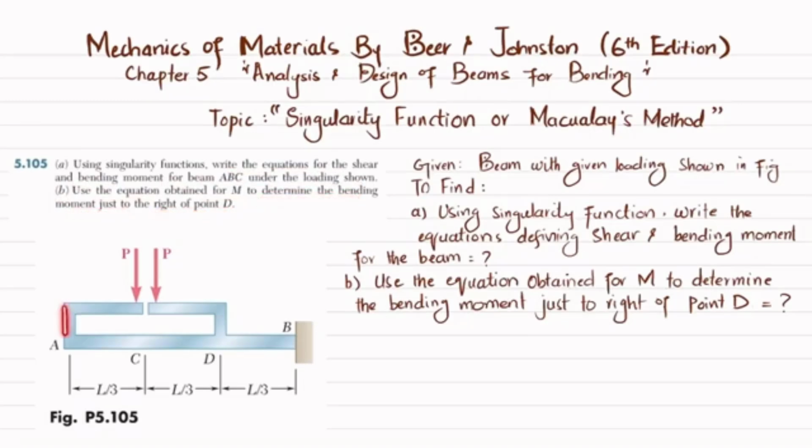So you can see this is the beam having a point load at point C, and at this point we have P. Clear? Now, due to this loading, you have to find the shear force and bending moment equation using singularity function. So let's start with the solution.